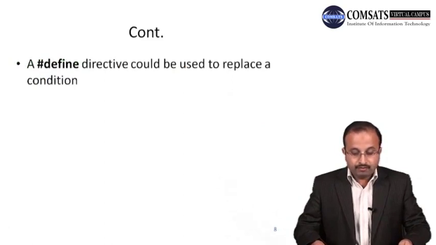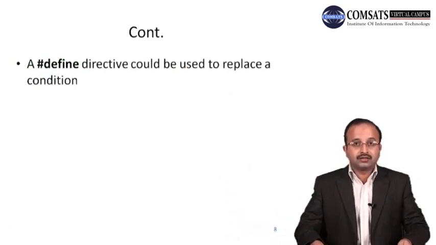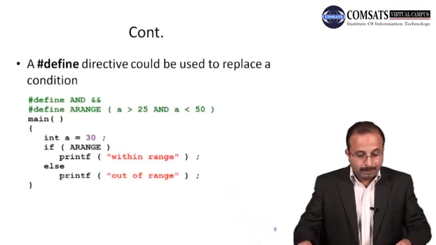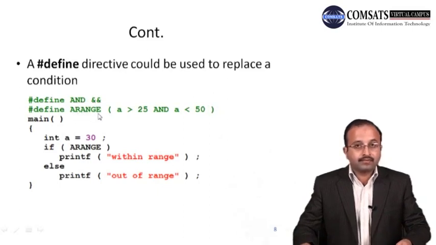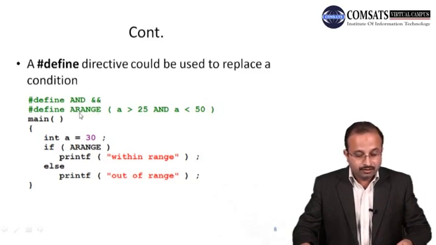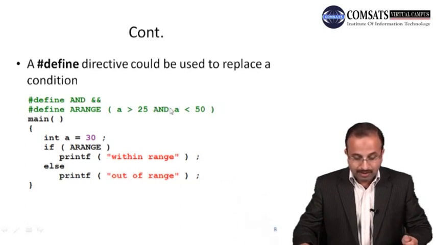So a define directive could be used to replace a condition. For example, we have defined a directive ARANGE. We are specifying a range, and the range is greater than 25 and less than 50. Now this is again a macro because it's in capitals, so I know this is a macro, and it should be defined before this macro, so it is defined above it.